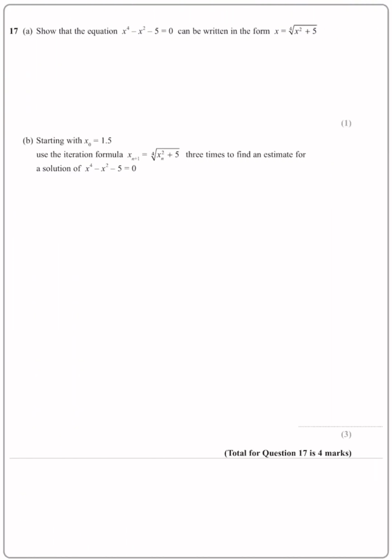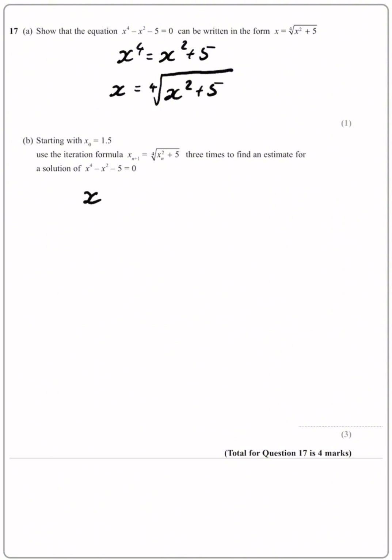Okay, question 17. For part A, we're setting up an iterative formula, fairly straightforward. I'm just going to bring the x squared plus 5 onto the right-hand side and fourth root both sides. So x will be equal to the fourth root of x squared plus 5.